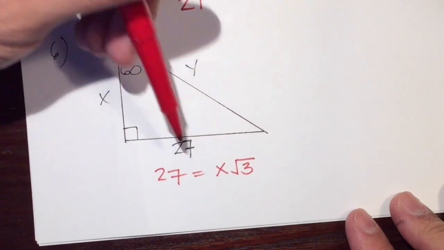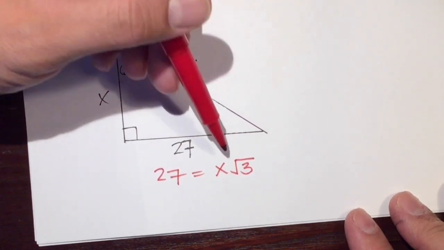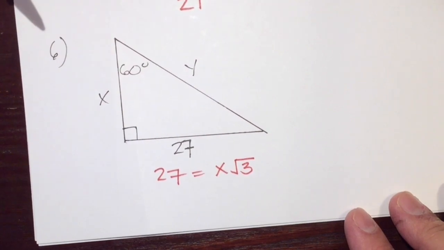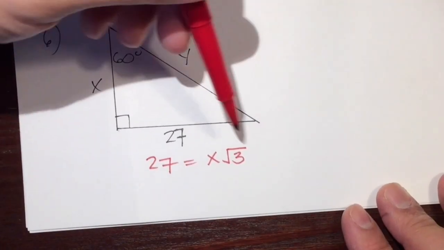But we want to get x by itself, so we could just have the short side. This is x times a radical 3. We want to get rid of this radical 3.